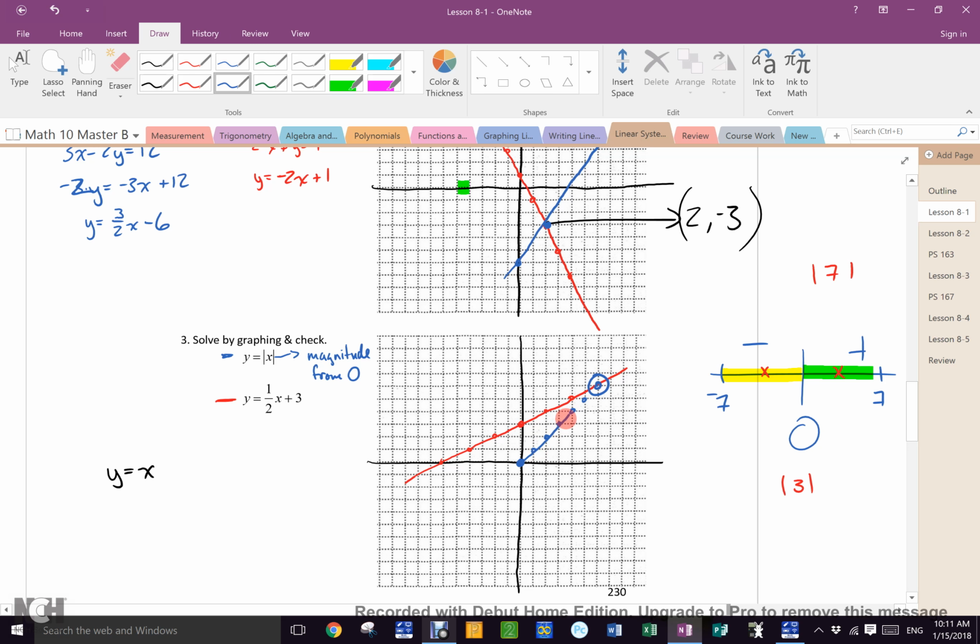Now you guys are smart kids. It's the absolute value of x. So if I told you x was -3, what is this value here? How far did I go from 0? 3. So when I put these bars in here, if I tell you that x is negative 3, then what's y?